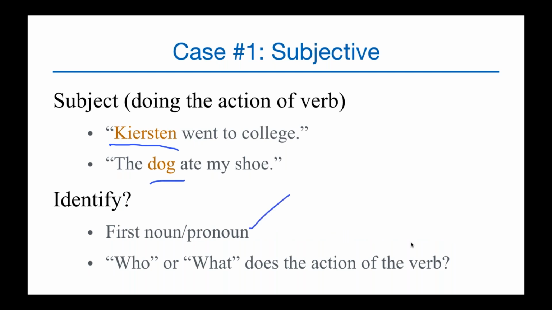You can see here it's usually going to be the first noun or pronoun. Usually. Sometimes you'll have prepositions before, but usually it's going to be the first noun or pronoun. And it answers who or what does the action of the verb.